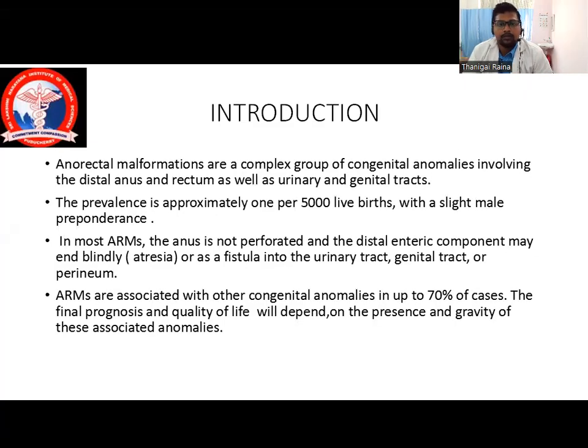Okay, good morning all. Today our topic is about anorectal malformation.